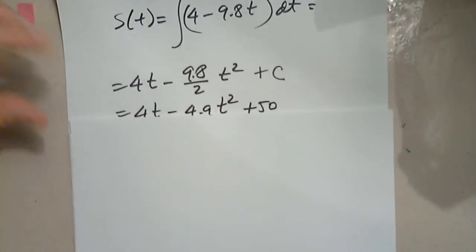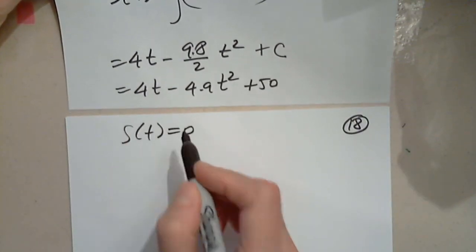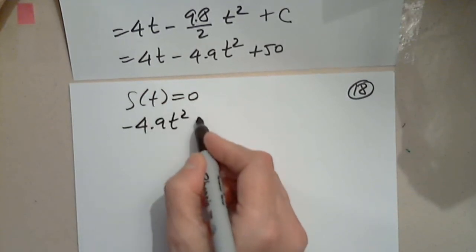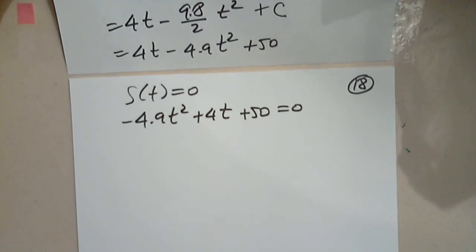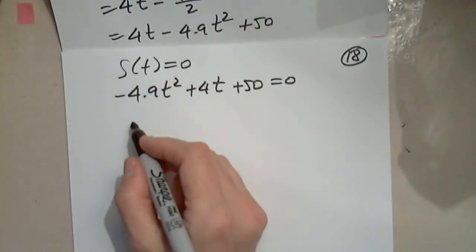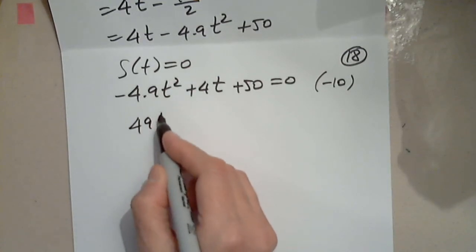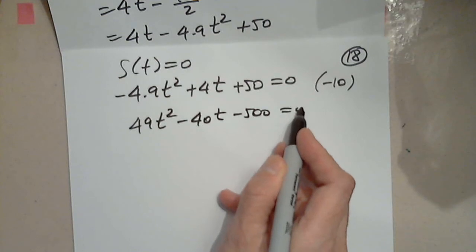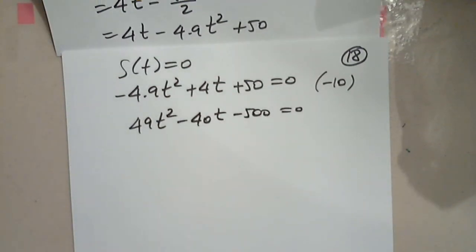Now with this speed added on, we want S of t to be 0. So negative 4.9 t squared plus 4t plus 50 equals 0. And we divide or multiply by negative 1. I will multiply by negative 10 actually. 49t squared minus 40t minus 500 equals 0. I'm making sure I multiplied everything.